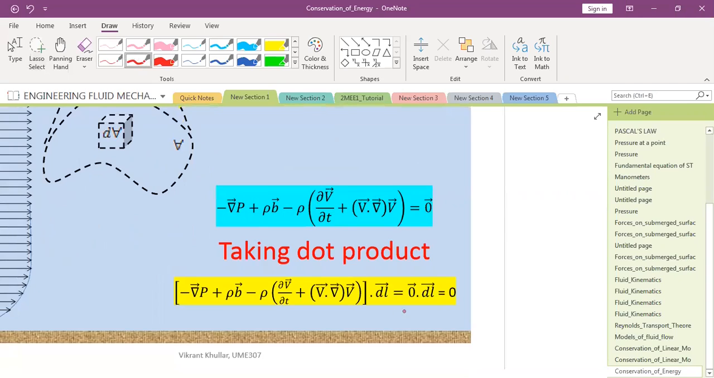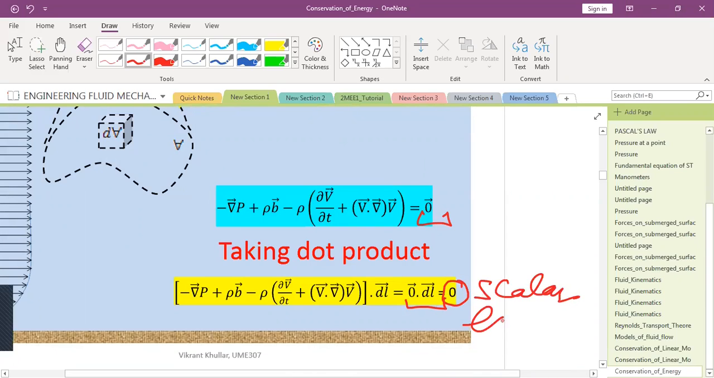Now you know that on the right hand side you are dotting u with dl. Now it is 0. So this is now a scalar. And you know that energy is scalar. Any clear?